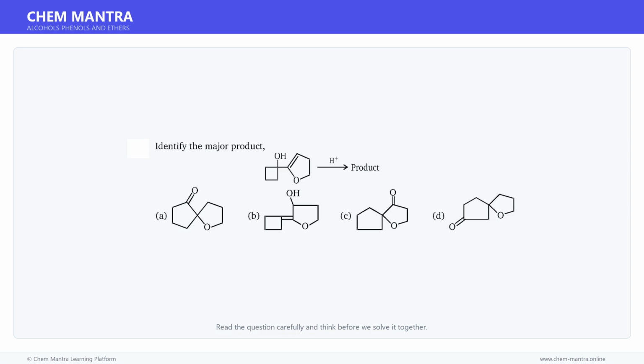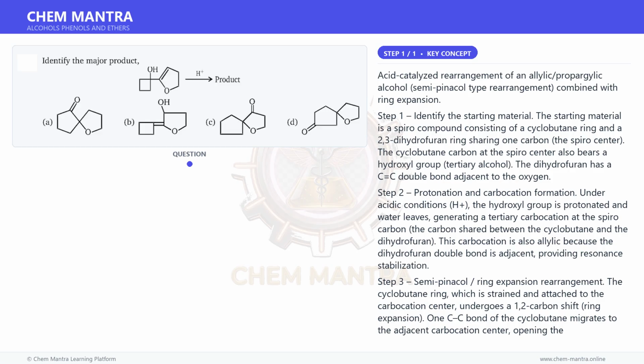Here is a question. Read it carefully and think about the answer. Let us solve it step by step. Let us first understand the key concept here. Acid-catalyzed rearrangement of an allylic propargylic alcohol, semipinacol type rearrangement, combined with ring expansion.